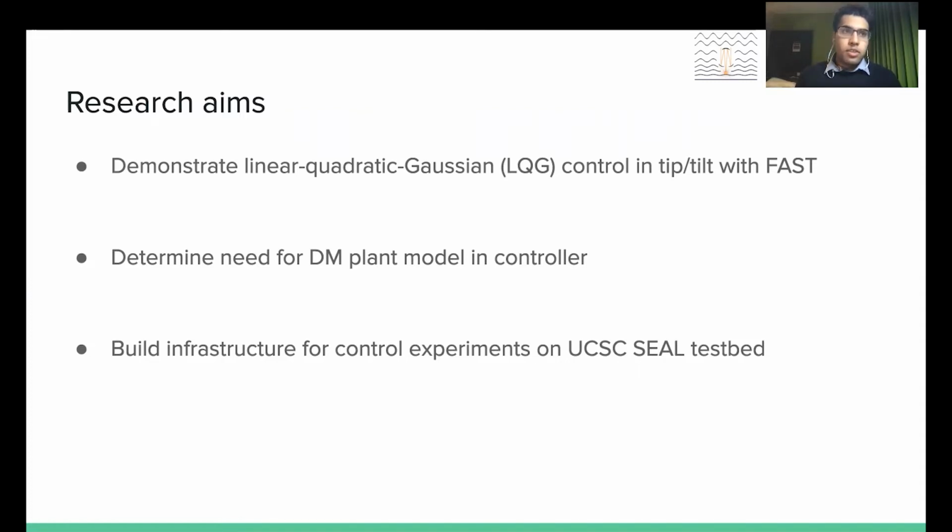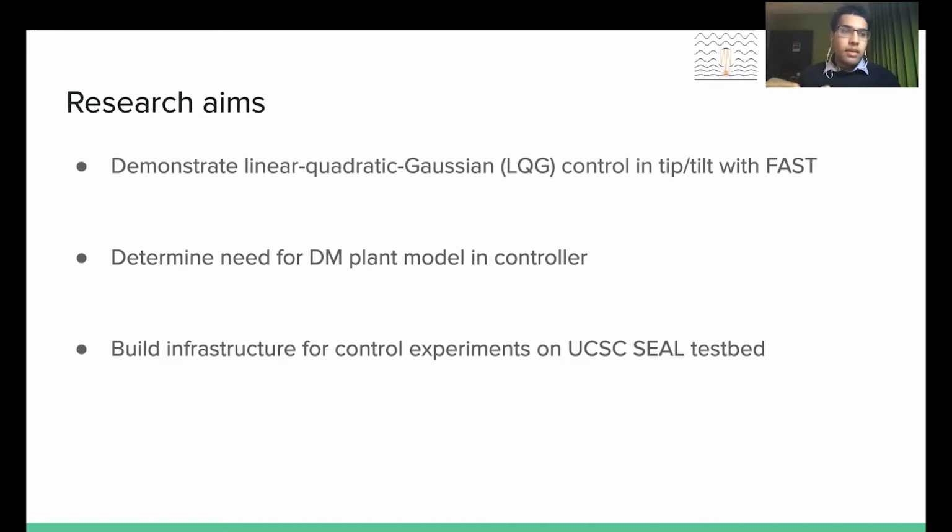In particular, one that I'm interested in is incorporating the hardware dynamics, which is to say, if we steer the deformable mirror to a certain position, will it get there instantly? Will it take some time? Will it go through some intermediate states? And how can we leverage all of that information to do better control?